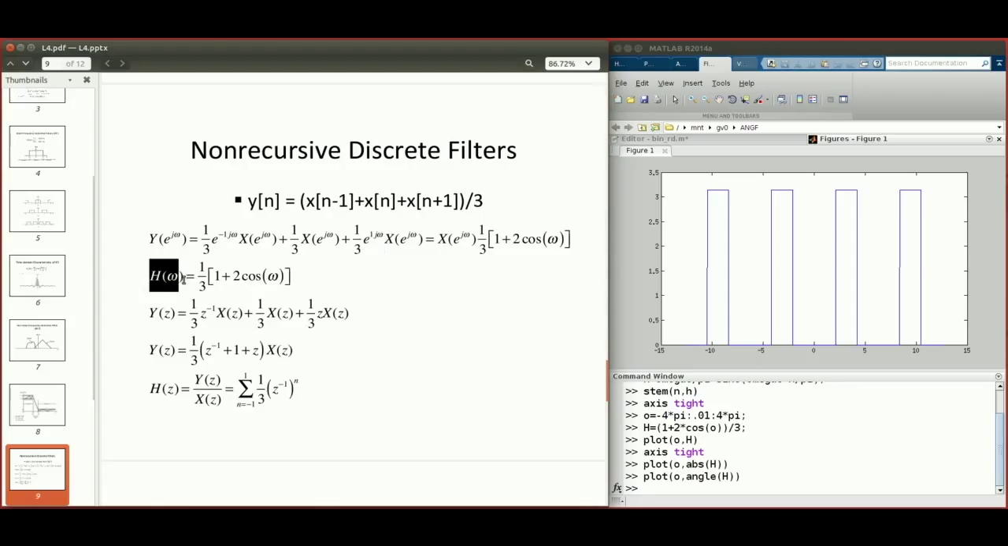This is what we call the transfer function. The transfer function can be represented as Y(z) divided by X(z), and this formula can be written as a summation, n goes from minus 1 to positive 1, of 1/3 z to the minus n. This representation is related to the z transform. Later on, we're going to look at how we can understand and use this formula. So it's a three-point average.